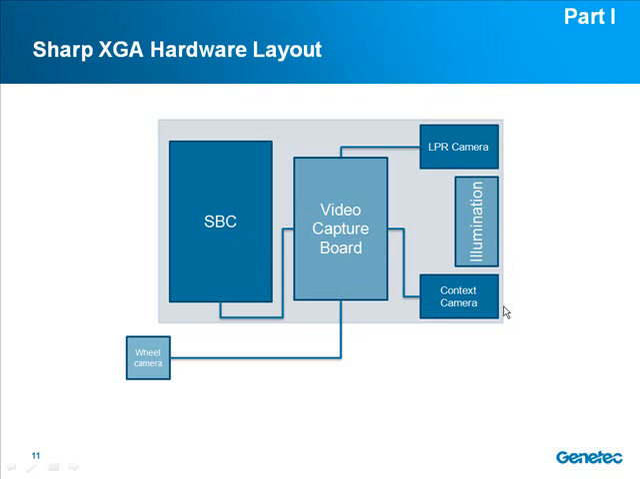The context camera is just a regular camera which is used to record a view of the plate that's being read as well as the vehicle environment around it. Also in front is our illumination board, which controls the LEDs used to make plates visible so they can be read with the LPR camera. External to the Sharp camera, we have a wheel camera, which records a view of the vehicle wheel to determine if the position of the vehicle has changed.